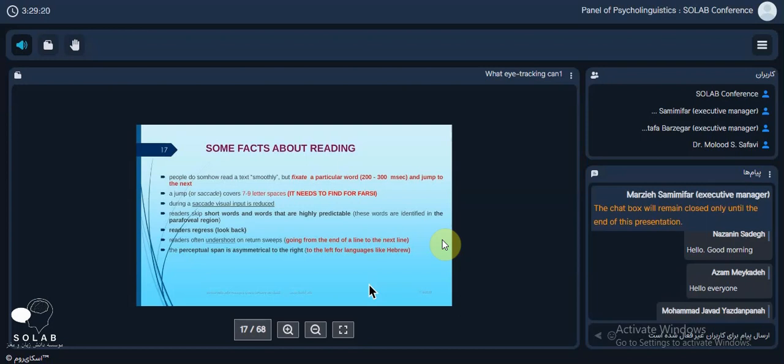Readers skip short words and words that are highly predictable. These words are identified in the parafovea region. I talked about the parafovea. Readers regress or look back. Readers often make return sweeps going from the end of a line to the next line. The perceptual span is asymmetrical to the right. It's acceptable for a language like English, but unfortunately the world doesn't know anything about Farsi. They mention here the Hebrew language.